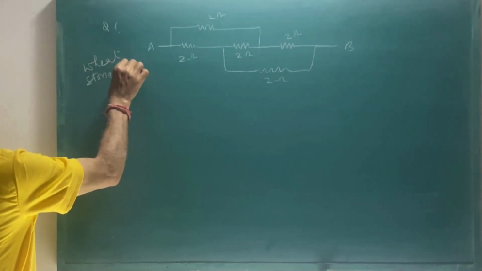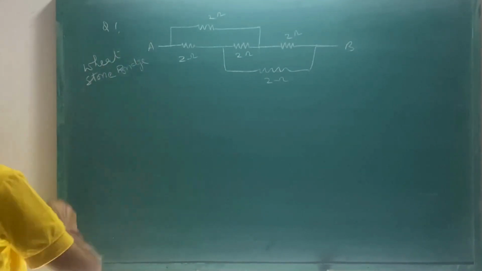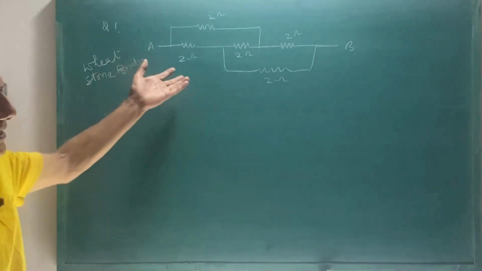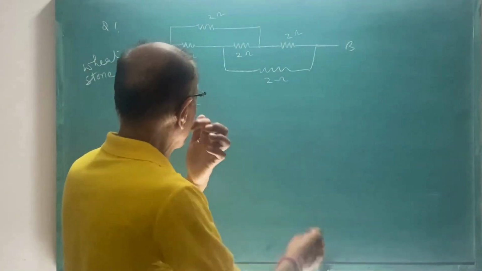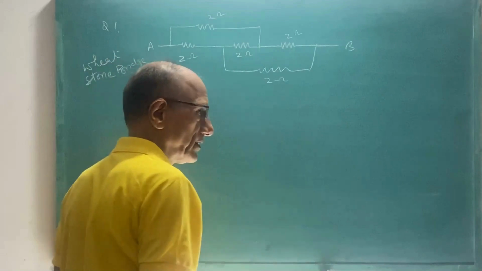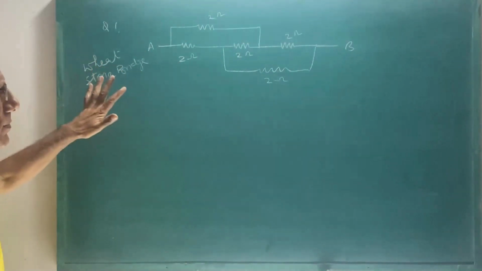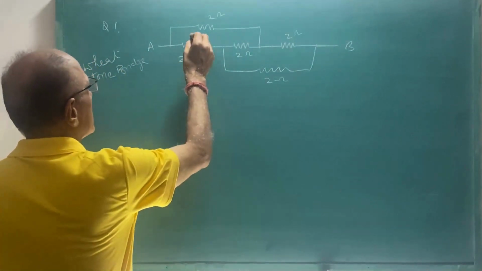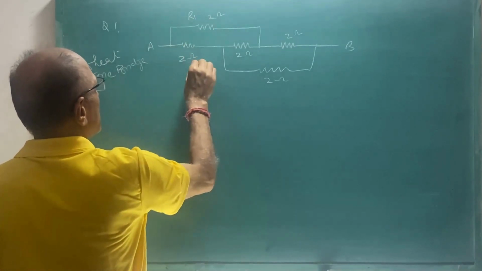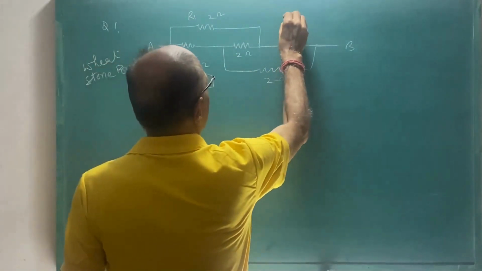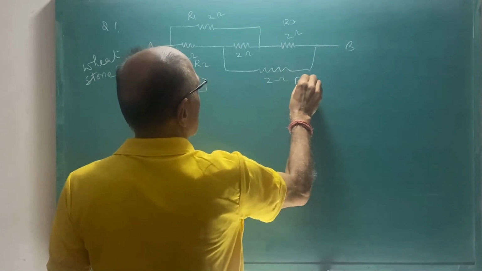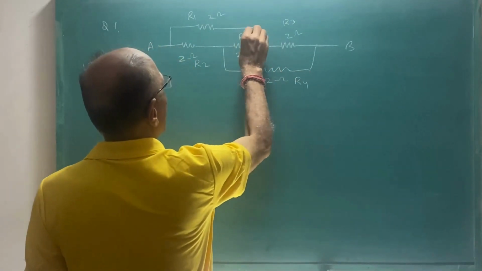Wheatstone bridge. Class 10th students also can do it. This is for 12th class, but this is very simple. Say this is R1, this is R2, this is R3, this is R4, and this is R5.